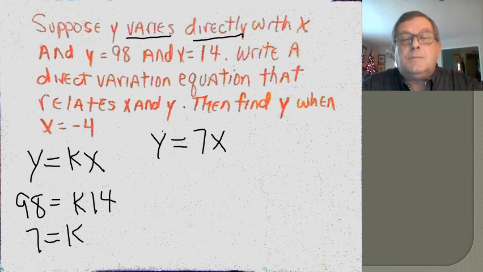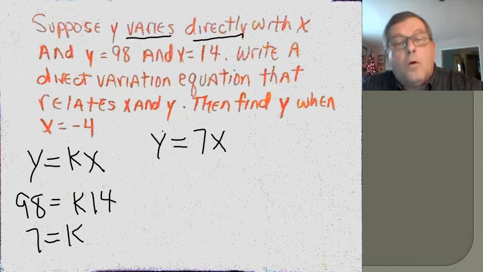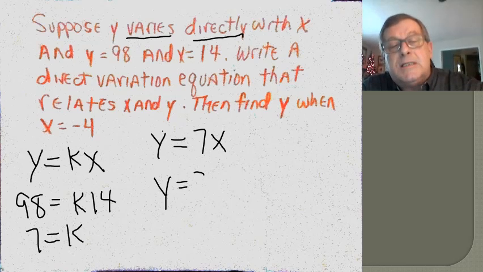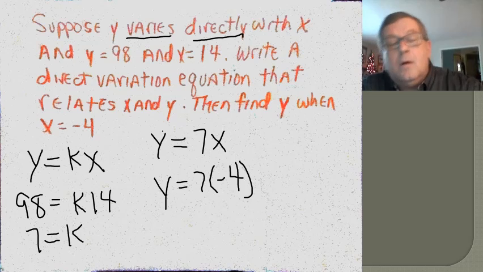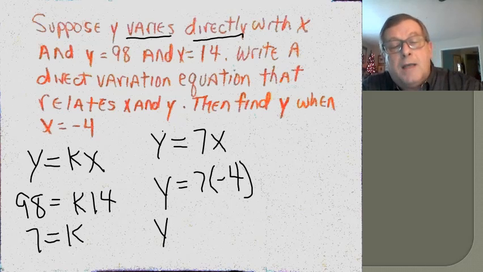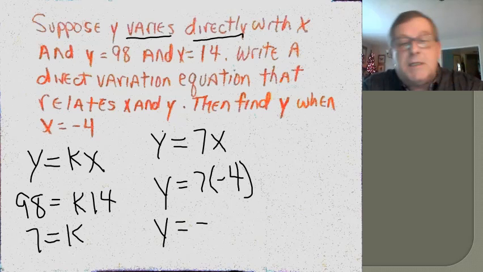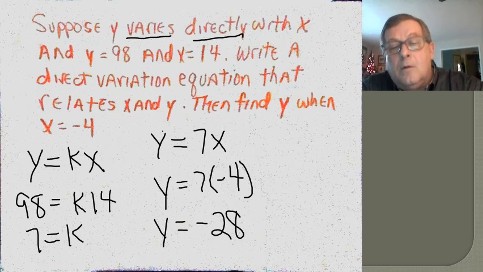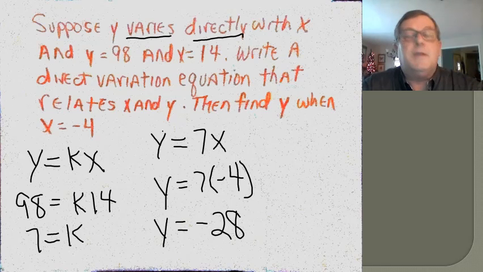Then lastly, it says, then find y when x is equal to minus 4. Okay, so let's see, we got y equals 7 times minus 4. All right, so that should be easy enough. 7 times minus 4 is minus 28. So y equals minus 28. Not too bad. Solving direct variation equations and writing a direct variation equation.